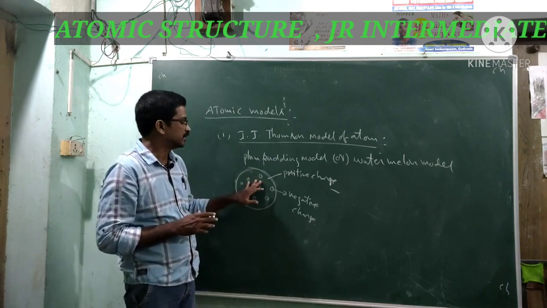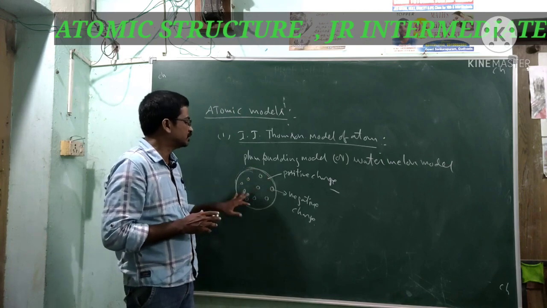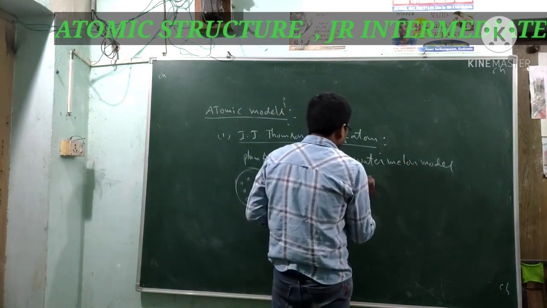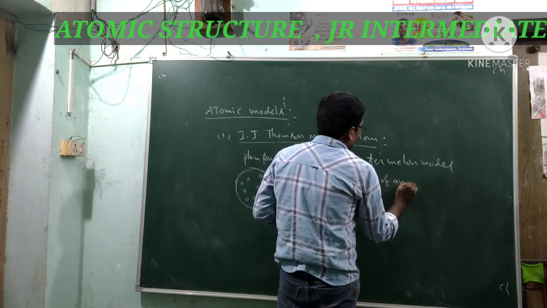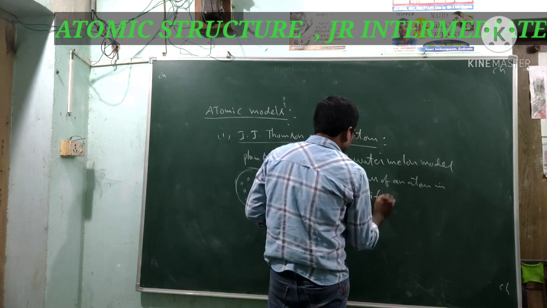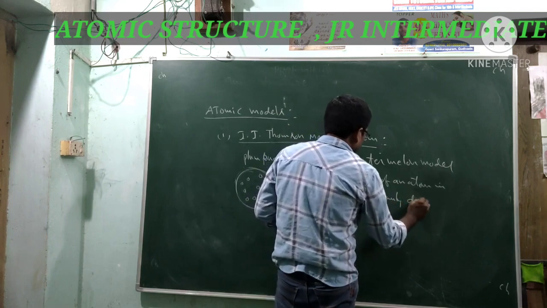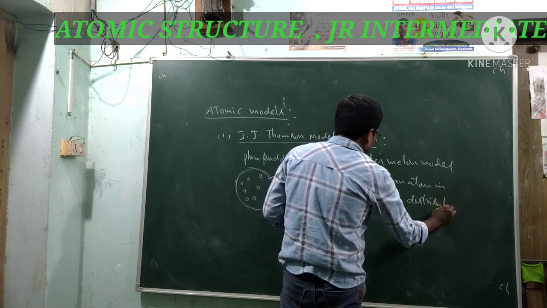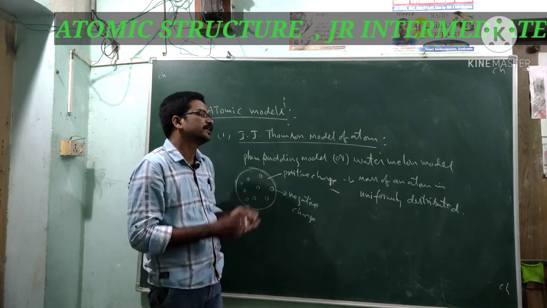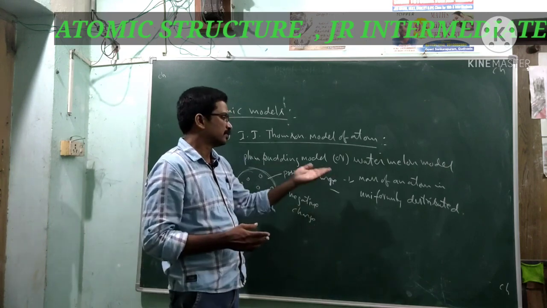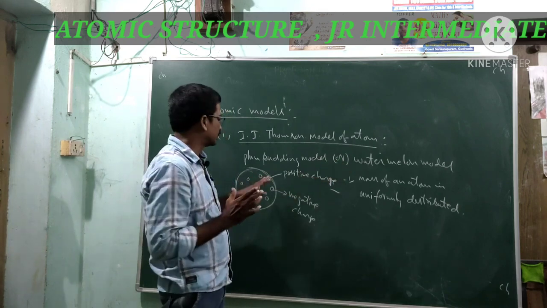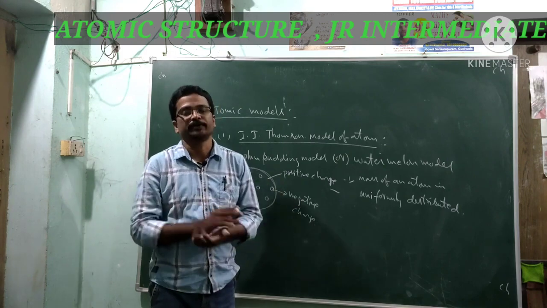According to this theory, the mass of an atom is uniformly distributed. The important point is that the mass of an atom is not concentrated at any particular point, it is uniformly distributed.